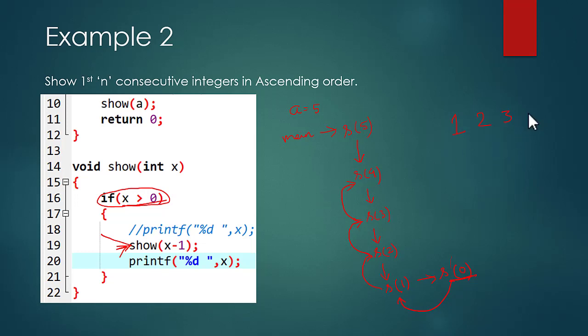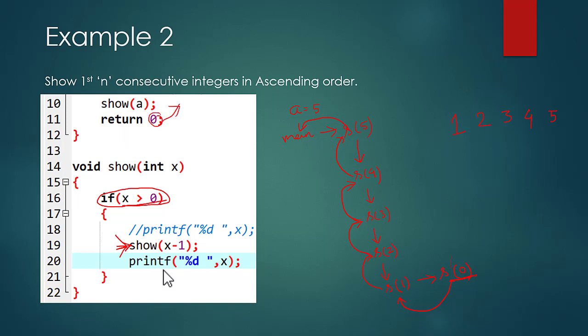Then it will go back to its calling function s5, and here we have left at this position, so it will perform the next statement, that is the printf statement, where it will print the value of x, that is 5 in case of s5. Finally, from s5 it will go back to the main function, and in the main function it will return the 0 value to the OS.